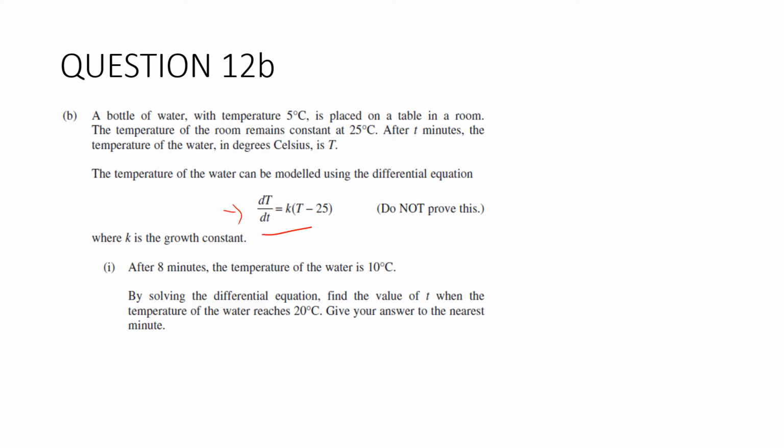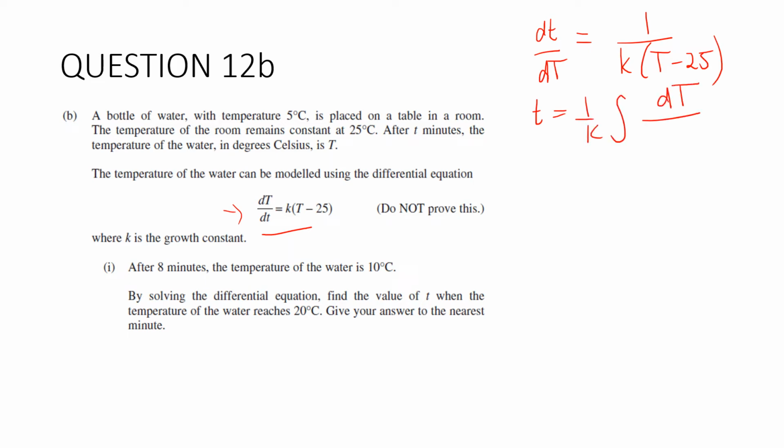Alright, so we need to solve this. So I'm going to turn it upside down, put little t on top. It's equal to 1 on K brackets T take 25. So little t is equal to 1 on k, integral dT on T take 25, which of course is 1 on k ln T minus 25 plus c. Now we're going to run into strife if we substitute in 5 degrees when t is 0, because we'll end up with a negative here.